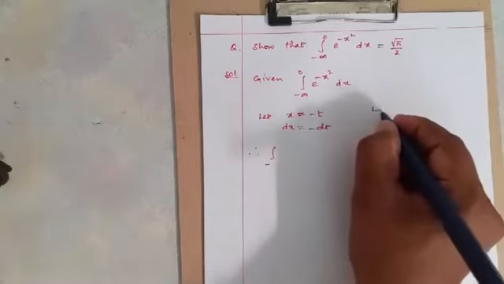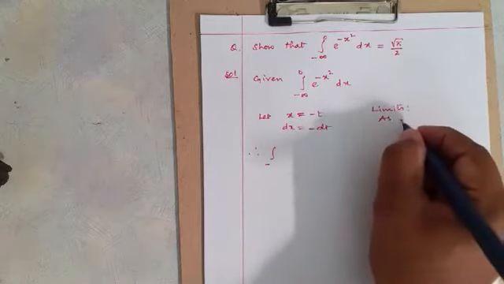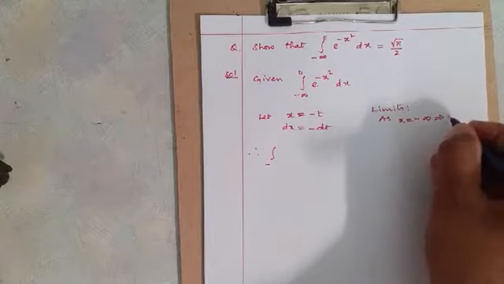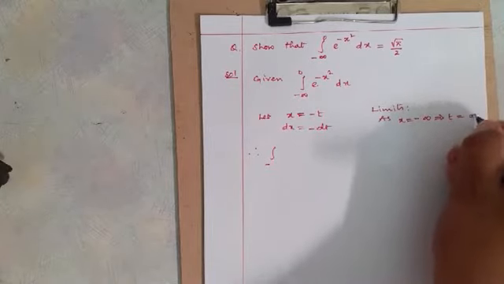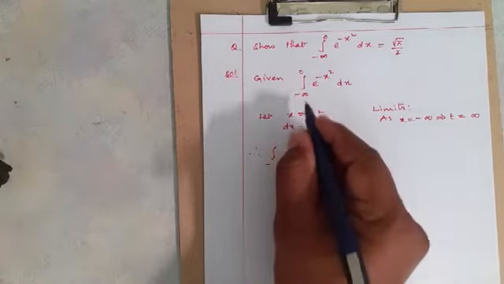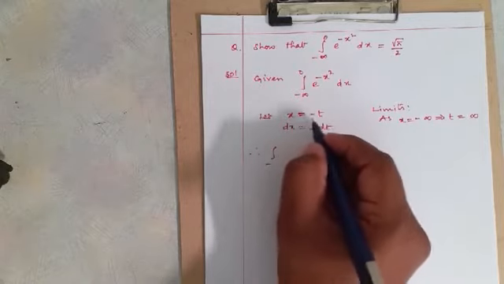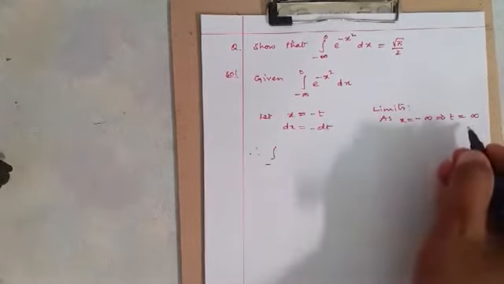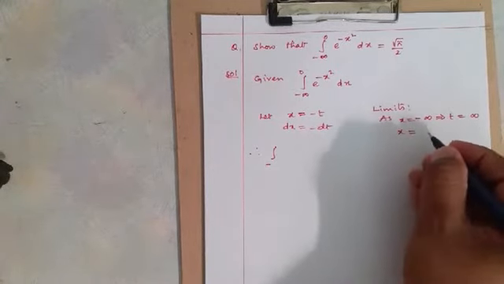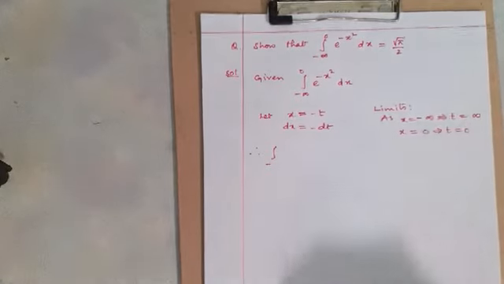Let us see the limits now. When x is equal to minus infinity, it implies t is equal to infinity, because in the place of x when you substitute minus infinity, that is the lower limit, minus infinity is equal to minus t, minus minus gets cancelled, t is equal to infinity. You should be very careful while taking this limit. So x is equal to 0 implies t is equal to 0.